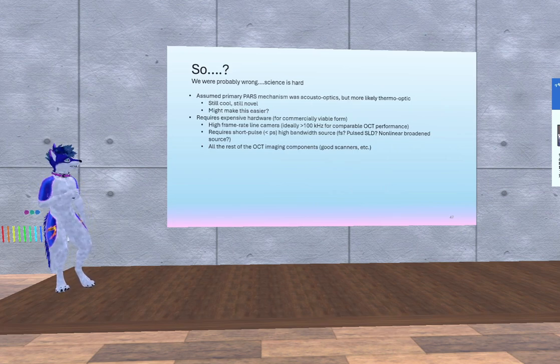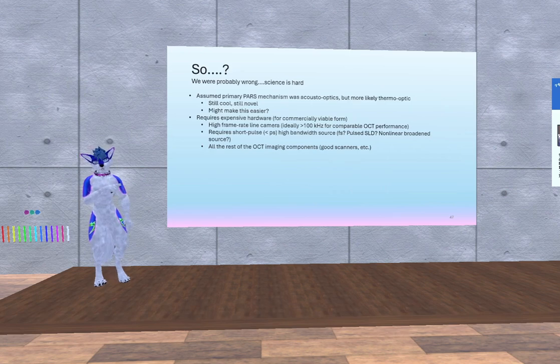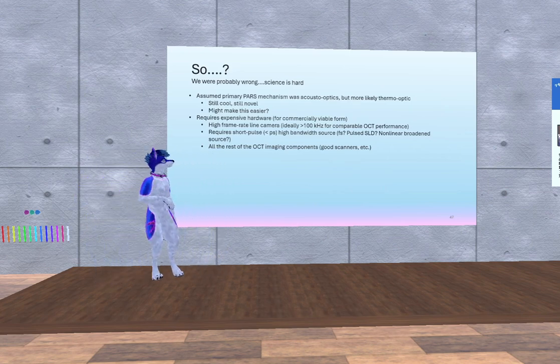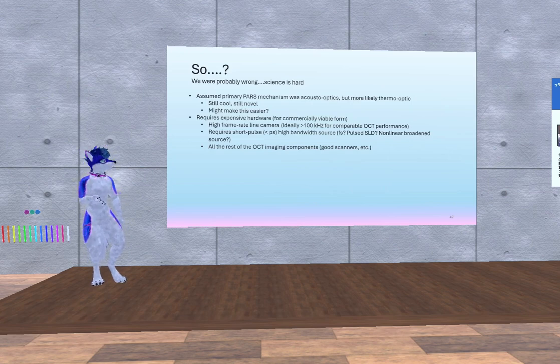So a couple of the key components you need to make this work. You need a high frame rate line camera for that OCT. You don't necessarily need that to make it work, but you need that to make it viable as an imaging system. So, even getting 100 kilohertz line rate cameras, which are out there, and they're not horrifically expensive. They're certainly expensive for a graduate lab budget. That requirement for that short pulse, so you need to provide at least a sub picosecond pulse to make this work well, and those aren't free either.